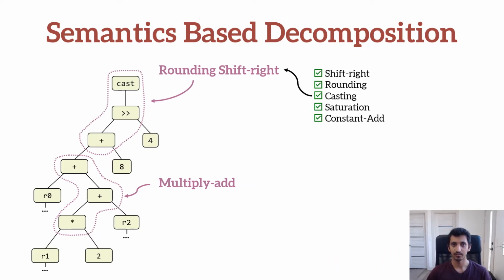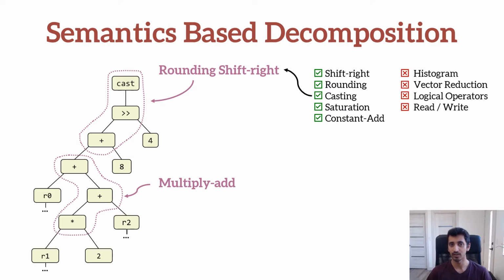For example, when synthesizing an implementation for the rounding shift-right subexpression, we can restrict the synthesizer to consider only the subset of intrinsics that perform relevant operations, such as shift-rights, rounding, casting, or addition, and ignore all other irrelevant intrinsics, such as vector reductions or I/O instructions.